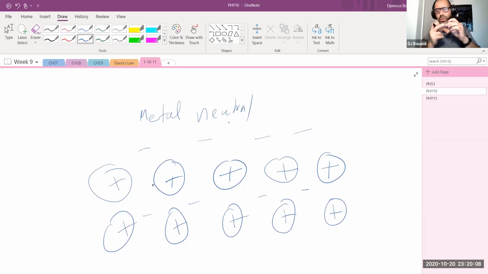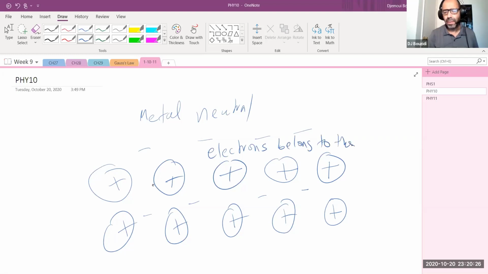Because this one is an insulator. So that is the process through which, because again, these electrons don't belong to their atoms anymore. They belong to the entire community of atoms. So the electrons in this model belong to the community of atoms. That is how you can think of metals, and that's why they're good conductors.